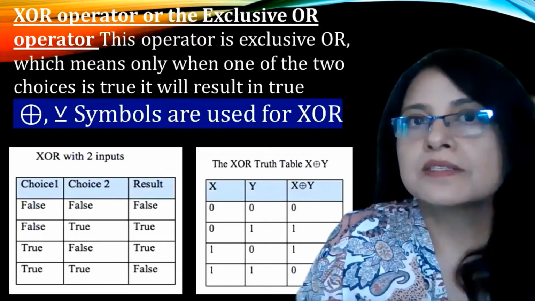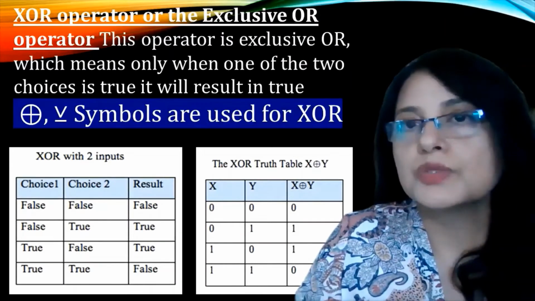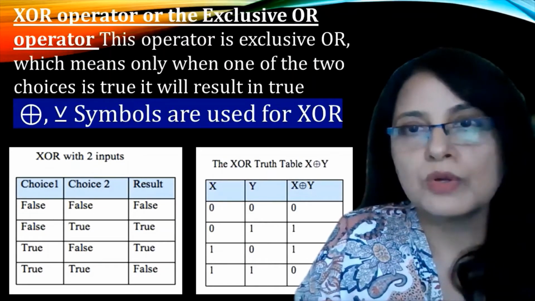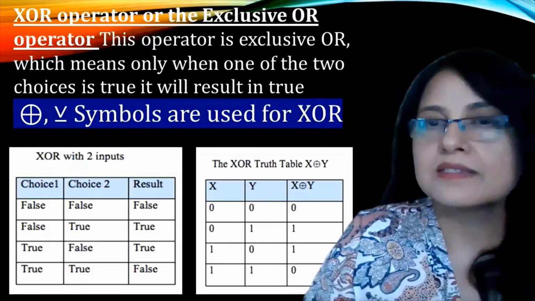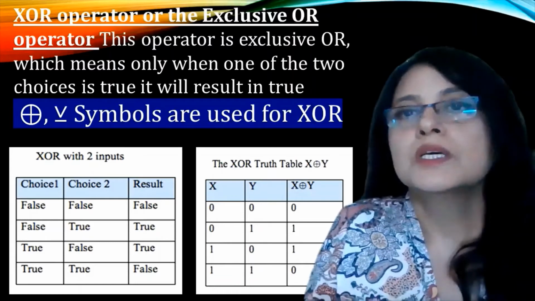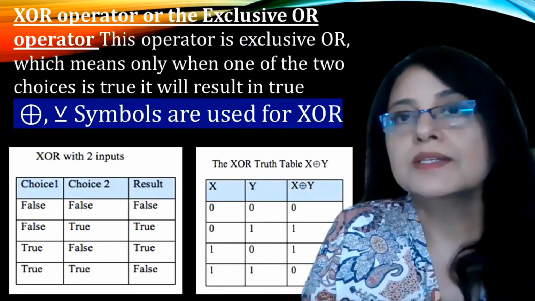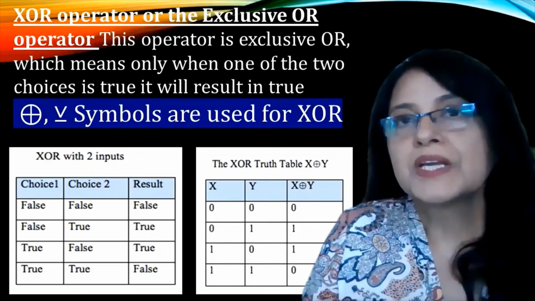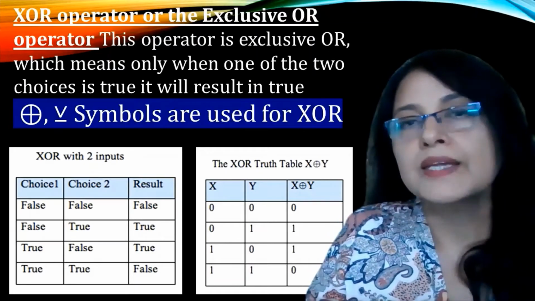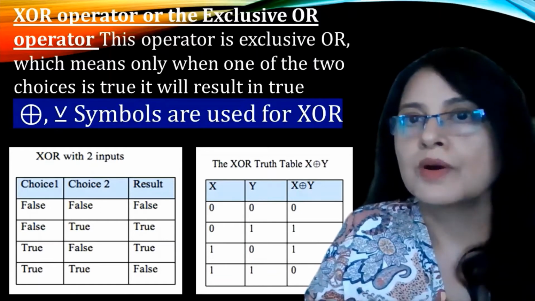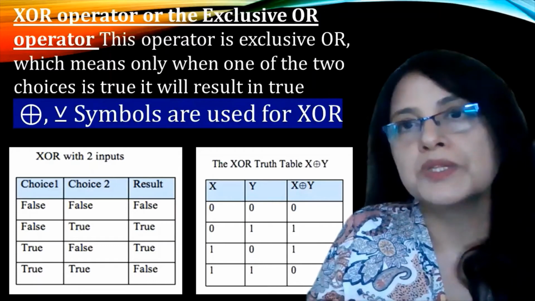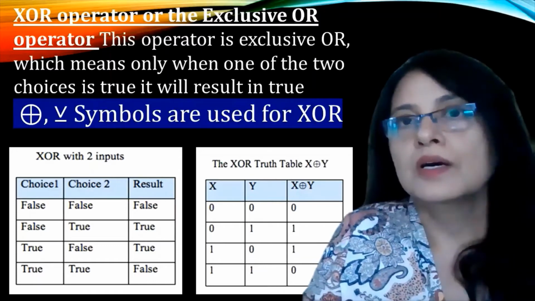Exclusive OR is basically when both the choices are not the same. That means if both are false or both are true, in that case the output will be false. It's only when both are opposite to each other that the output becomes true. So it is an OR, but an exclusive OR, hence we write the XOR operator. And the symbol that we use is the plus sign, but with a circle around it.